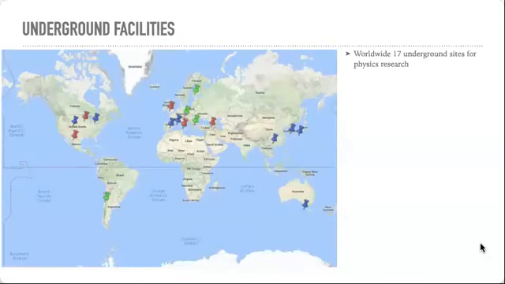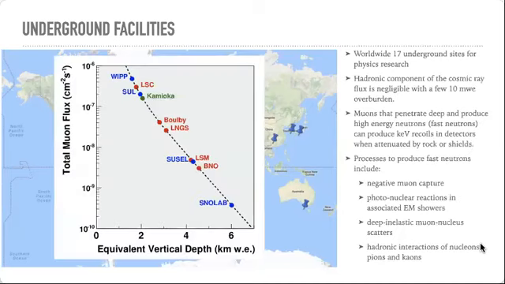Like I said, we go to these places. Currently there are about 17 underground sites for doing physics research in the world, and they each have a little dot here. The reason you want to do this: you can see, starting at WIPP, which is in the United States, going to SNOLAB, and Jinping in China is even deeper. You can see how going deeper reduces your total muon flux from cosmic rays.